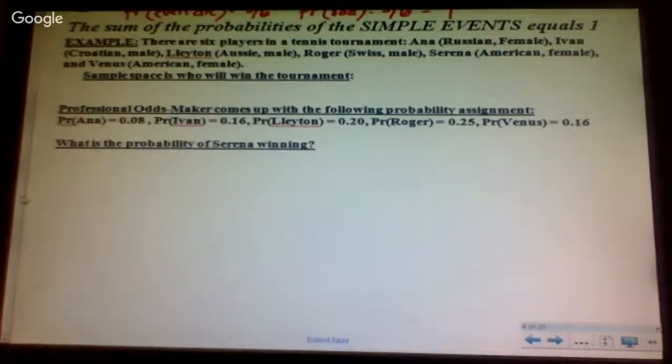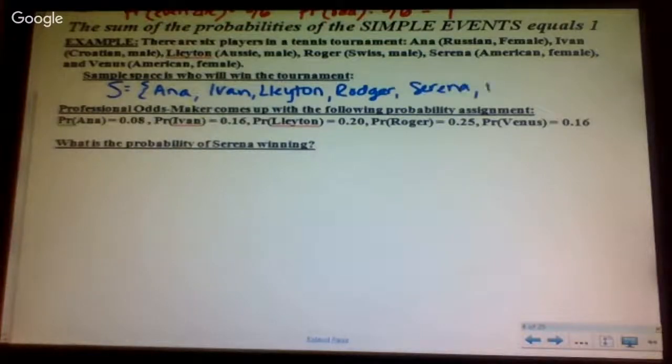We have 6 players in a tennis tournament. We've got Anna, who's a Russian female. Ivan is a Croatian male. Leighton is an Aussie male. Roger is a Swiss male. Serena is an American female. And her sister Venus is also an American female. Sample space is who is going to win the tournament. So your sample space is everybody in the tournament: Anna, Ivan, Leighton, Roger, Serena, and Venus.